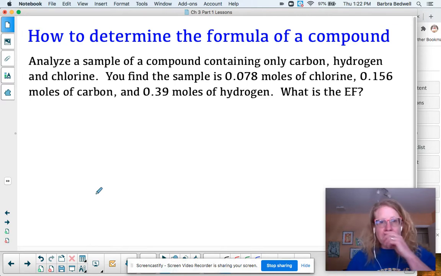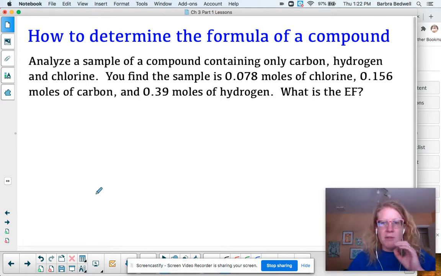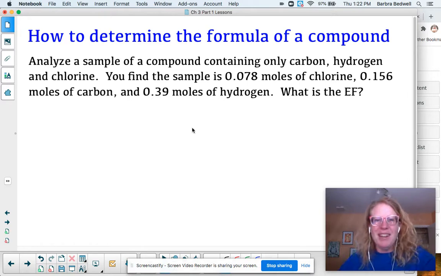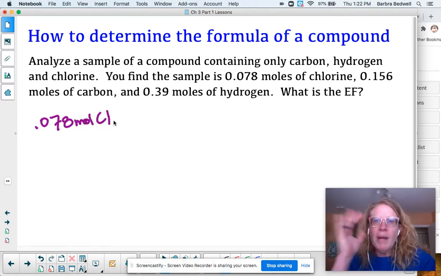And then when you do the measurement, you have the number of moles of each one. Now, I've given you moles in this one. Normally, you'll get grams. I just put moles in here to eliminate the grams to moles conversion. But we'll see some of the other ones with grams in a second. So if I've got 0.78 moles of chlorine, okay, what do I need to do?